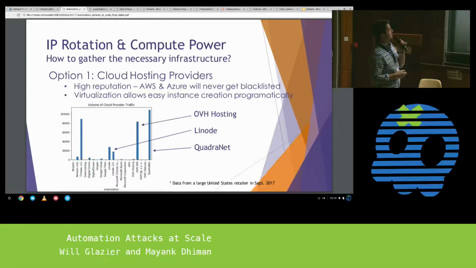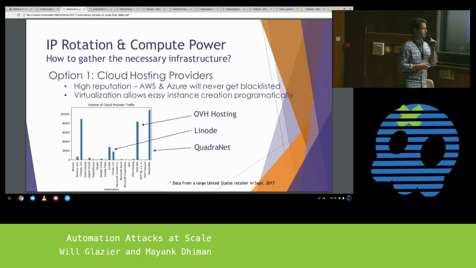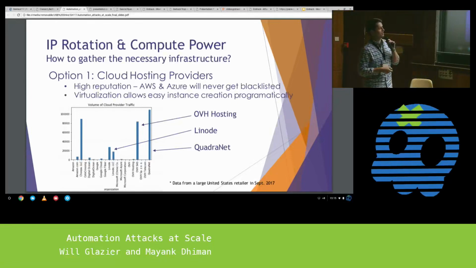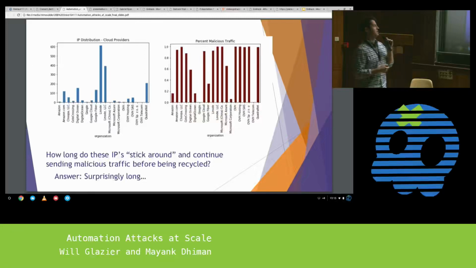And what this graph, I apologize if it's a little small and a little blurry, but the three huge bars that stick out here, I know OVH and I know Linode are very popular here, and they're very popular amongst bad guys also as a cloud hosting provider service. This is a snapshot from about one week's traffic at a United States retailer in September, and you see that the volume from some of these cloud hosting providers is massive compared to other ones like Amazon, a little smaller, Google, a little smaller. What we see here, this chart is the IP distribution, so not the volume of traffic, but the number of different IPs that were rotated through. And the same pattern bears itself out.